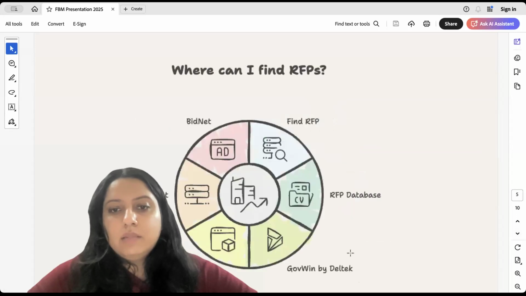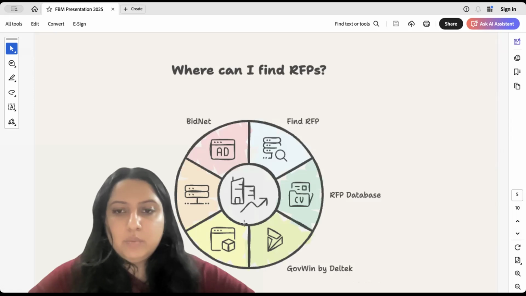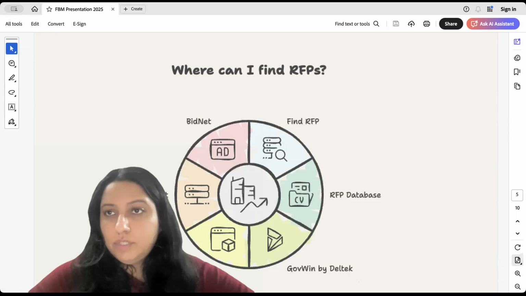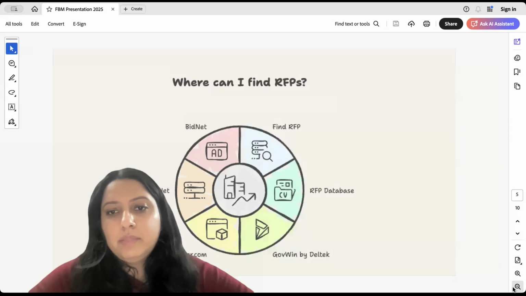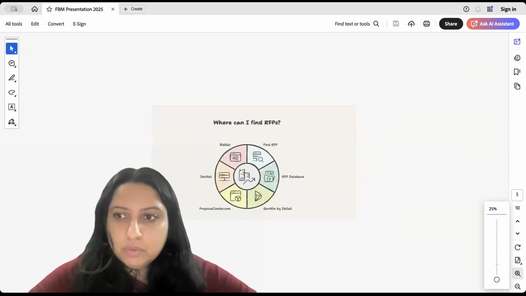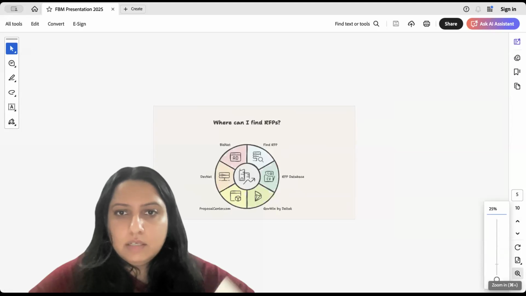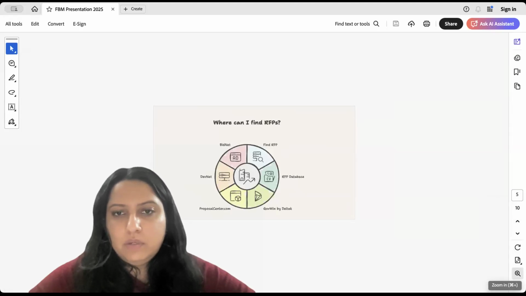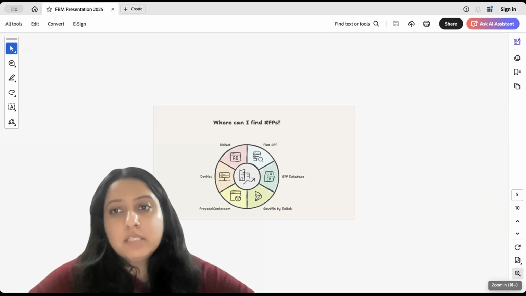Now, these are the platforms where you can find RFPs. So we have DevNet, we have Proposal Center. You can take a screenshot if you like. This will also be available in the recording. I have just shortened this a little bit because I think one of the names was not showing. So these are all the platforms that I have used in the past.